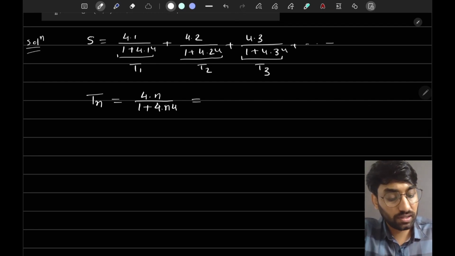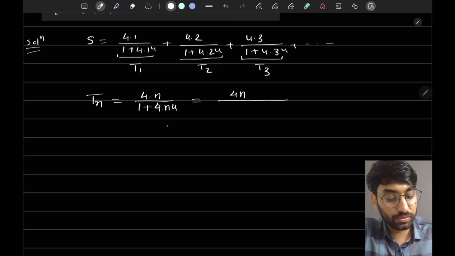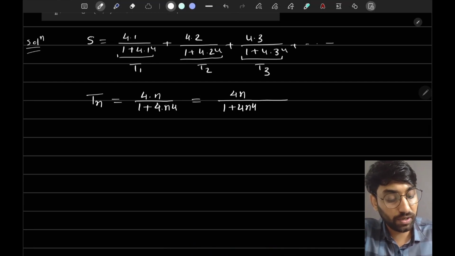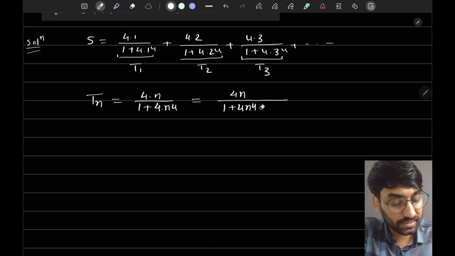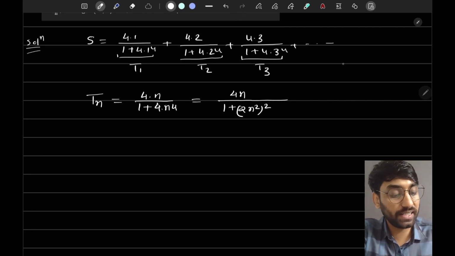Now the thing that we need to observe here is the denominator. In the denominator we have 4n power 4. Correct? Now what I will do? This 4n power 4, if you closely observe, is nothing but 2n square whole square. Correct? So my idea is to make it a plus b the whole square.